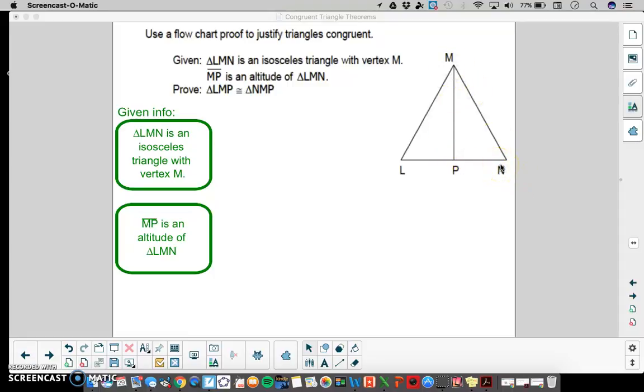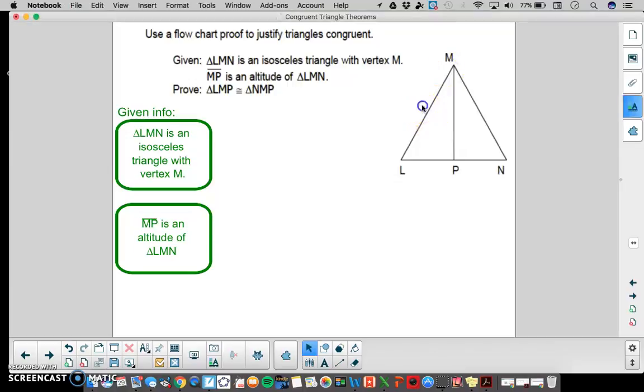In order to do that, we first need to look at what we're given. We're given that triangle LMN is an isosceles triangle with vertex point M. That vertex point M tells me which sides are going to be congruent. That tells me that LM and MN are the two legs of that isosceles triangle, and those are the sides that are congruent.